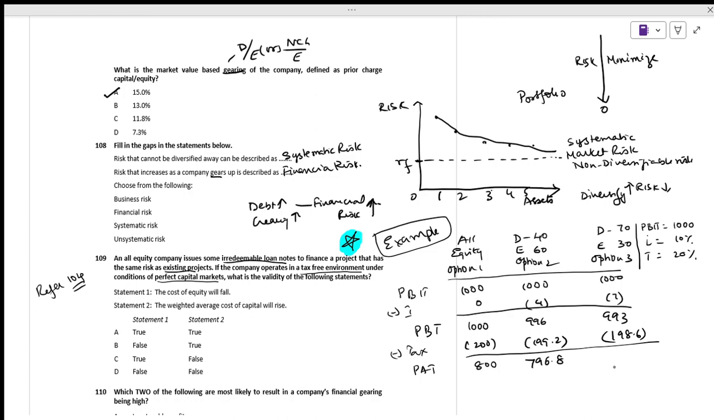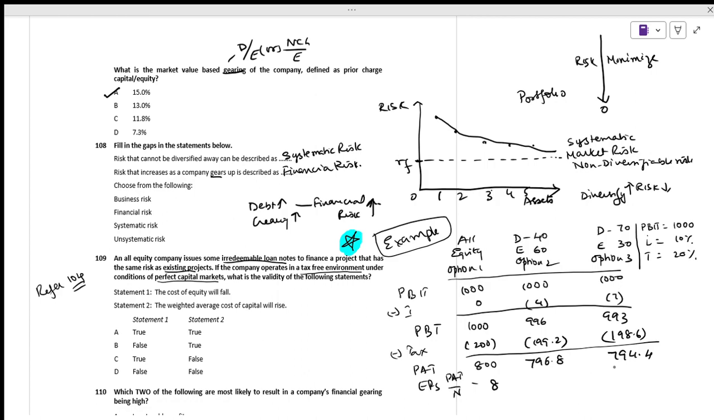993 minus 198.6, how much? 794.4. This is the profit. What is the EPS? EPS is profit after taxes divided by N. 800 divided by what is here? 100. It is 100. Okay, EPS is 8.